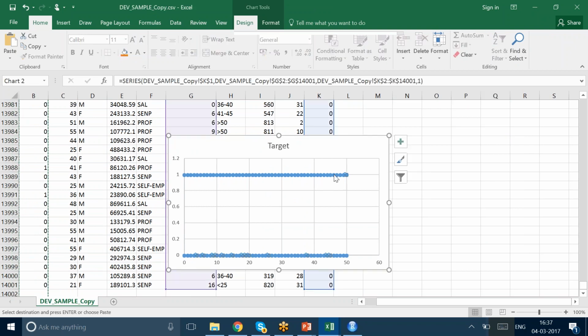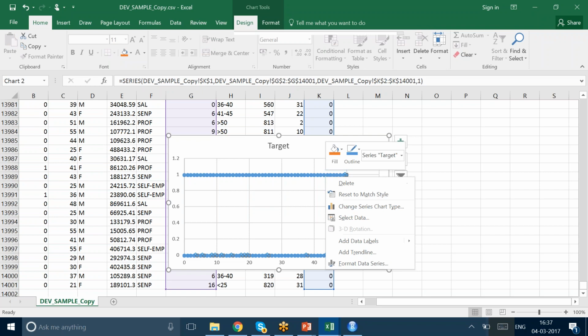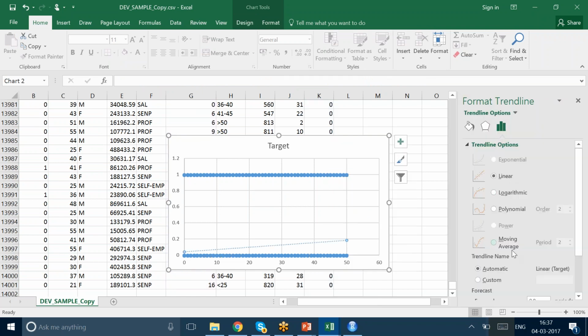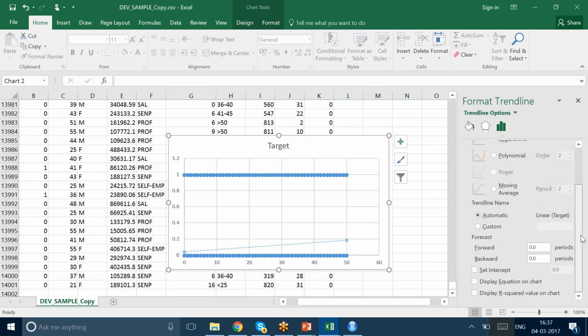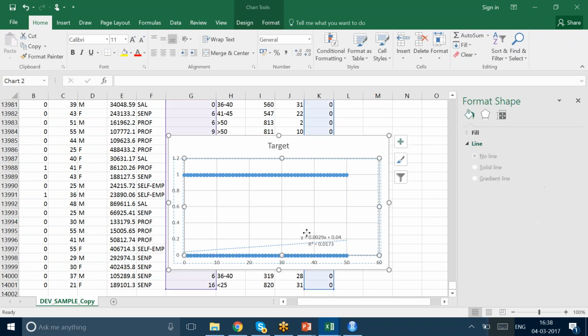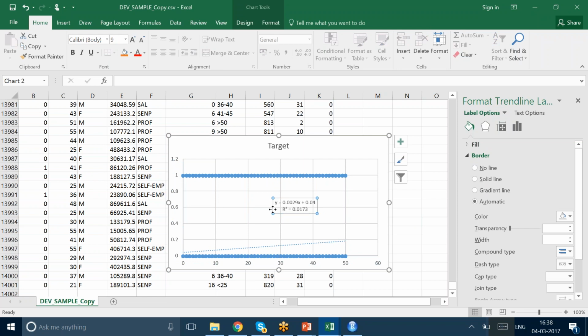I want to build a relationship between these two. If I take a linear relationship, I can add a trend line, and in trend line I'll say linear. I want to build a linear regression and display equation, display R squared. I'll not set intercept. So I got this linear relationship. This is the equation which I am getting for this model.